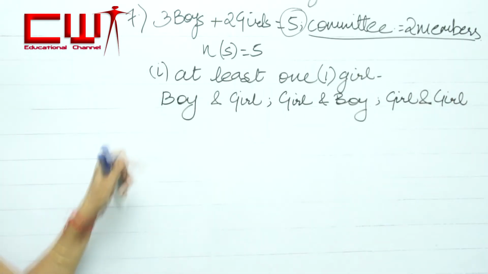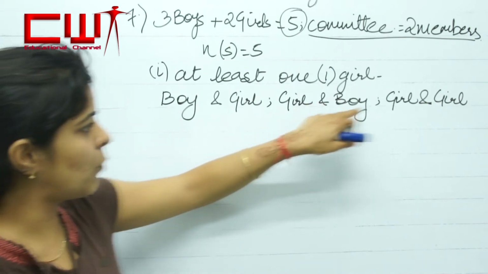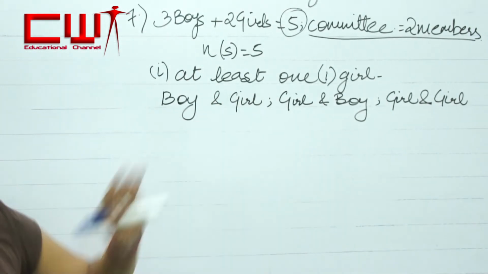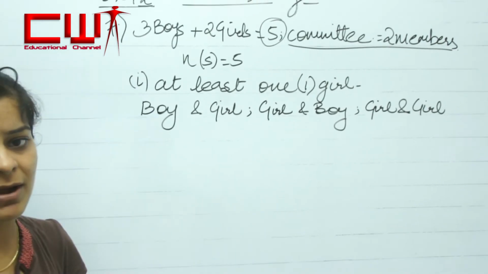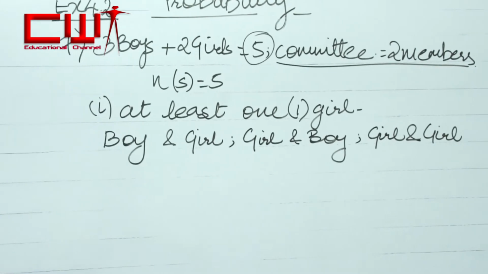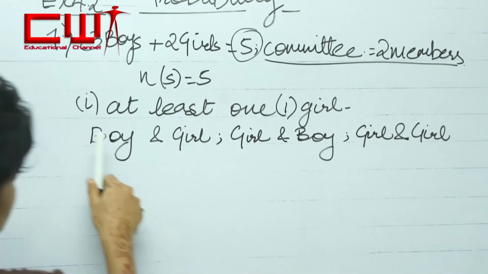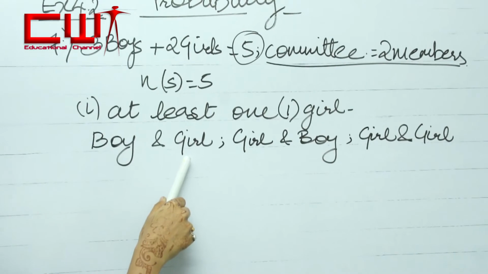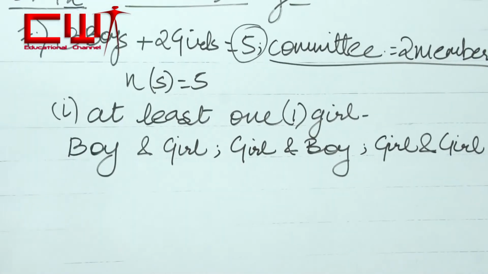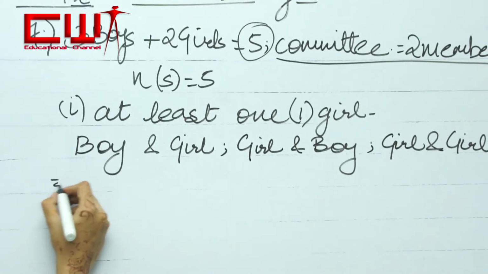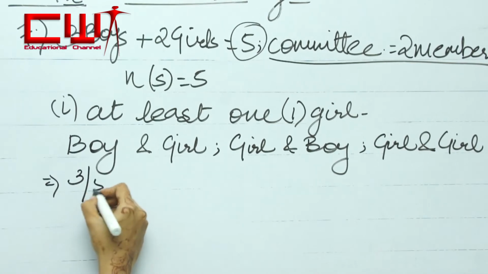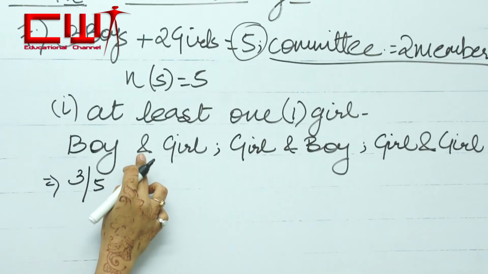You will have boy and girl, girl and boy, and girl and girl, because you have to have 1 person as the girl everywhere, right? So you have girl and boy, boy and girl. See, there are 2 different situations. First you will have boy, then you will have a girl. Next situation, you will have 1 girl first, then a boy, and then both the girls, right? So how many boys are there? 3. Total 5. I told you when there is and, what you will do?